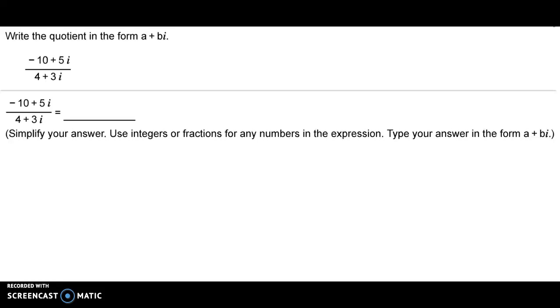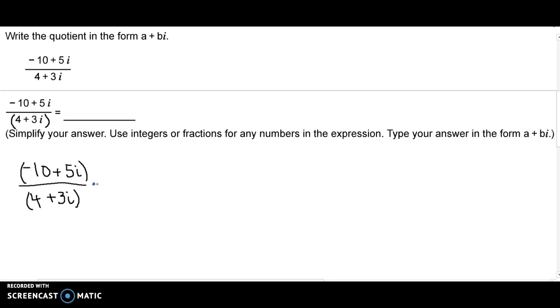Alright, for this question, we need to find the quotient. In order to find the quotient, we're going to take whatever's on the denominator and multiply by the conjugate, and they call it the complex conjugate because of the imaginary number involved. So the negative 10 plus 5i will stay the way it is. On the bottom, we have 4 plus 3i. And we're going to multiply the top and the bottom by the complex conjugate.